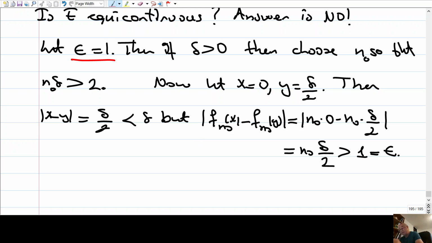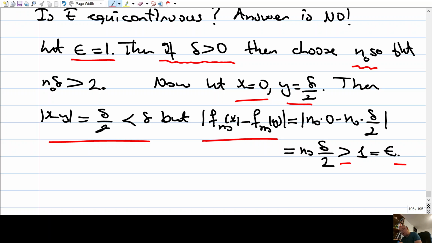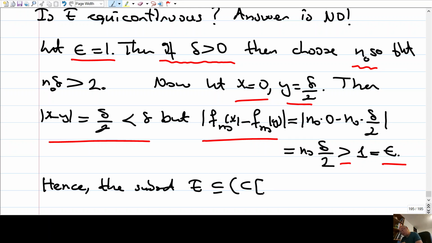If I choose epsilon to be 1, then no matter what your delta is, provided that it is positive, I can find some n0 so that there are points which are delta close to each other, but their images have a distance larger than epsilon. Therefore, hence the subset E of this metric space of continuous functions is not equicontinuous.